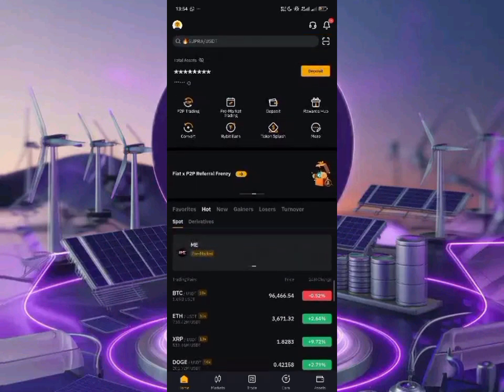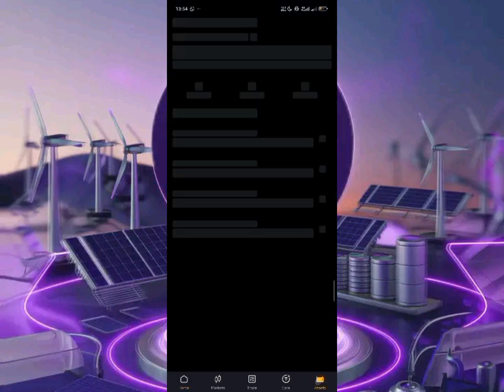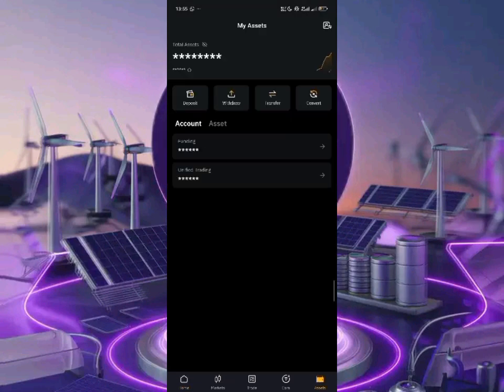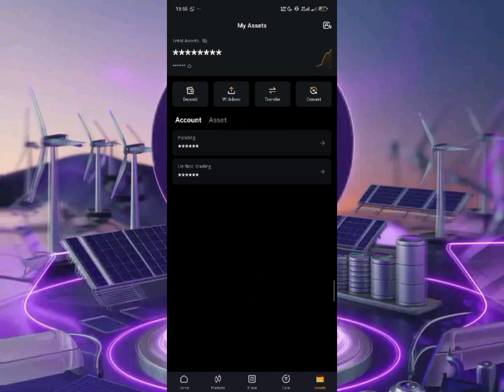Now when you send your $5 to your Bybit, it will remain in your funding account. So from home, you just go to assets. That's at the extreme end of the right hand side with your phone. Then you check funding. You will see the amount of dollars you have sent. That's $5.